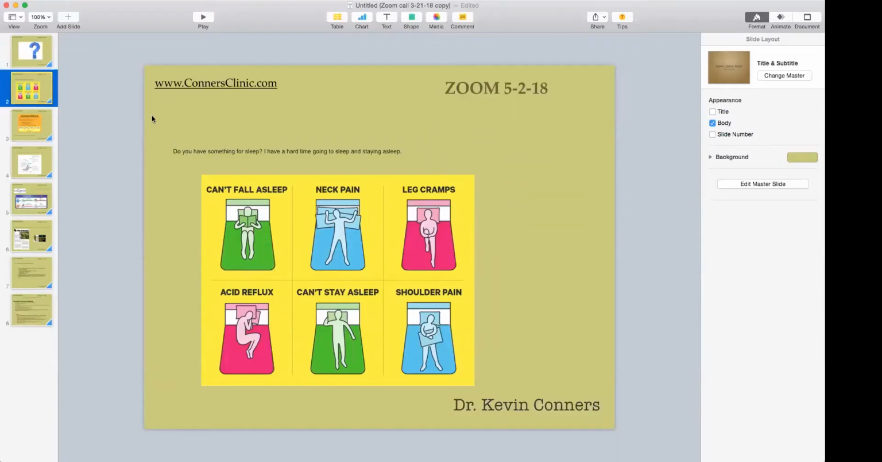Do you have something for sleep? I have a hard time going to sleep and staying asleep. This is a loaded question because there are so many possible causes of inability to fall asleep and stay asleep.